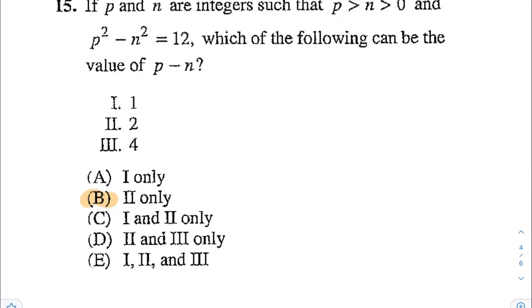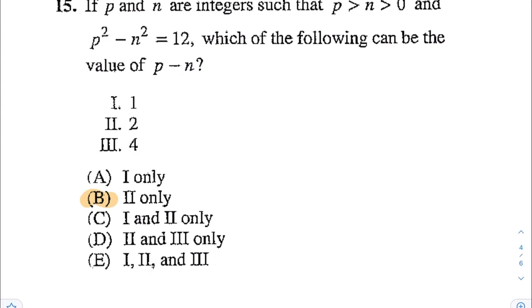All right, next for number 15, if p and n are integers such that p is greater than n is greater than 0, and p squared minus n squared is equal to 12, which of the following can be the value of p minus n? So here, p is bigger than n and n is bigger than 0, so they're both positive, which is good. And you know that p squared minus n squared has to be equal to 12.